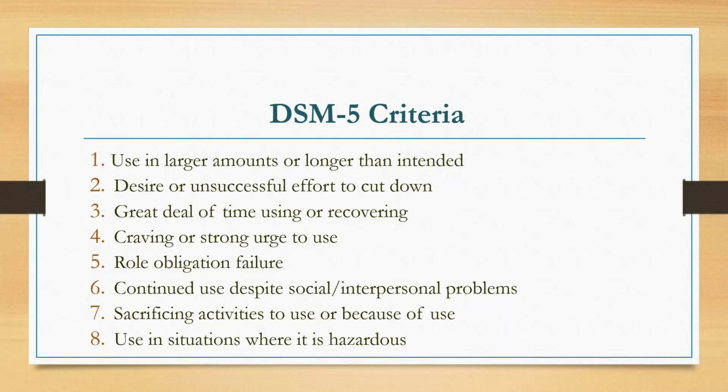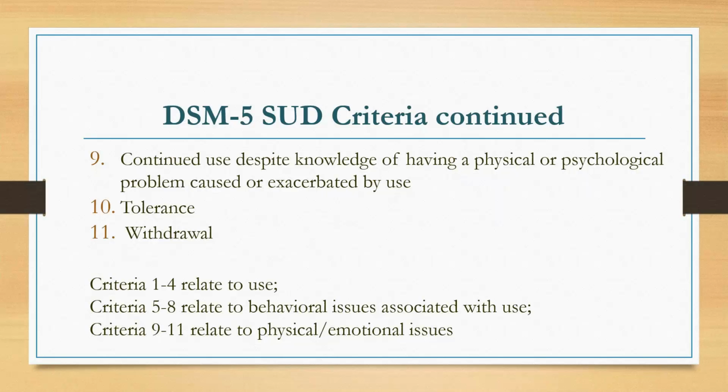The first 4 criteria of the DSM-5 refer to the person's relationship with the substance. The second 4 criteria address the consequences of that relationship, like failing to fulfill role obligations, continued use despite social or interpersonal problems and the like. The last 3 criteria, if we can go to the next slide, cover issues of tolerance or physiological reactions: tolerance, withdrawal, and continued use despite having a physical or psychological problem. So those are the 3 groupings, if you will, of the DSM-5.